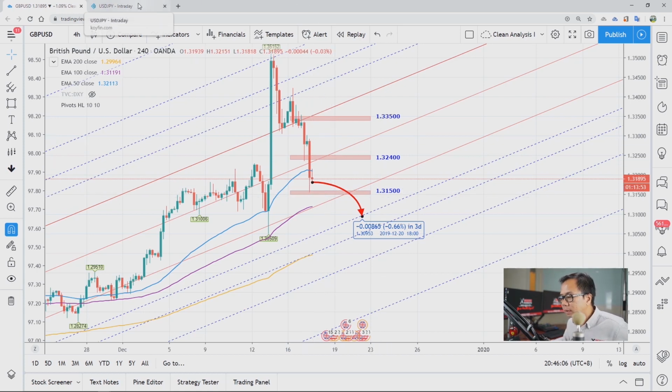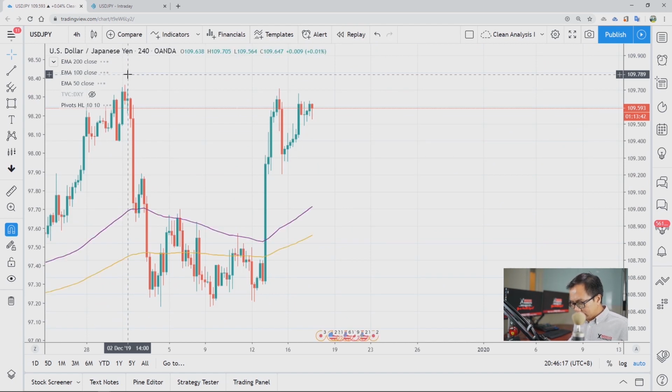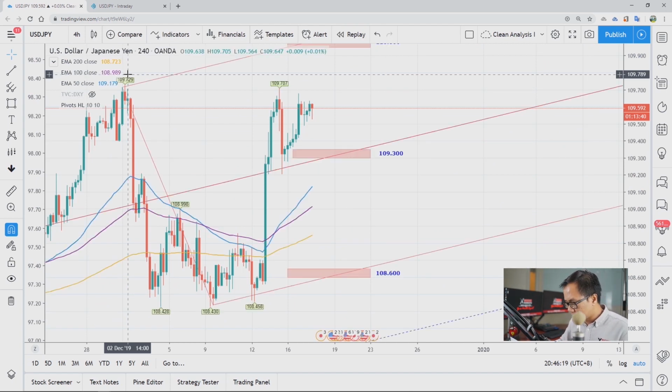For the dollar yen, let's have a look. We have the Japanese rate decision this week on Thursday, as we expect that the Bank of Japan will leave the interest rate unchanged at minus 0.1%, as it has been for several years. We expect the BOJ to leave the rate unchanged for the last meeting of this year.